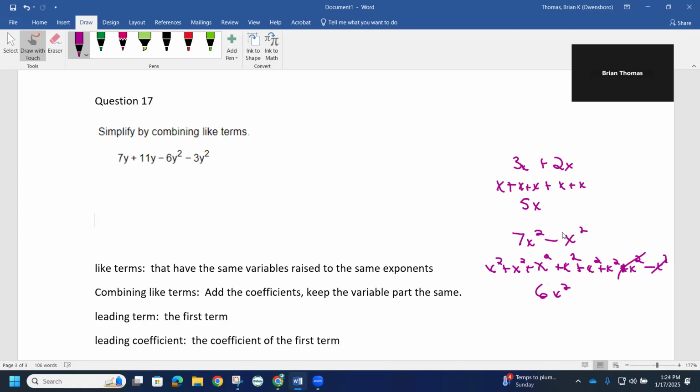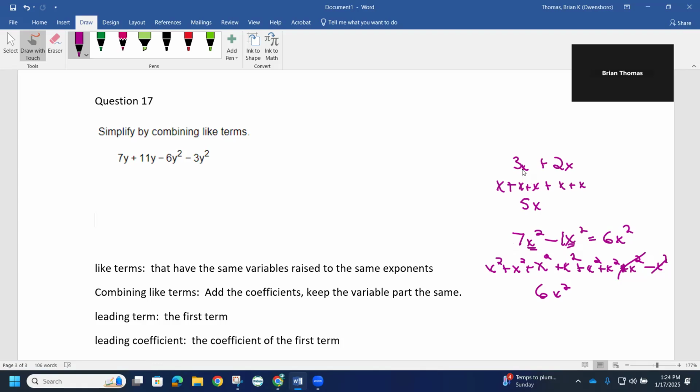But notice how there is a coefficient here of 1. So notice how it's 7x squared minus 1x squared, if you will. Notice how they're like terms. They have the same variable raised to the same exponent. So the shortcut is simply to subtract the coefficients: 7 minus 1 would be 6, and then keep the variable part the same, 6x squared.